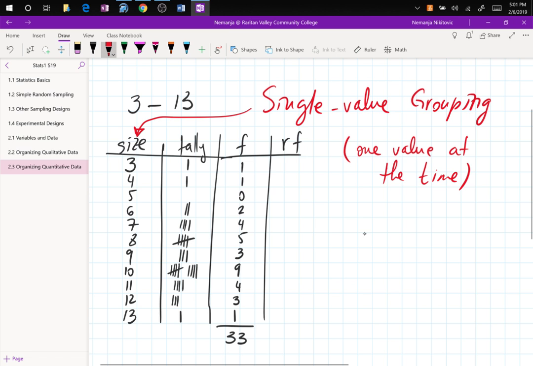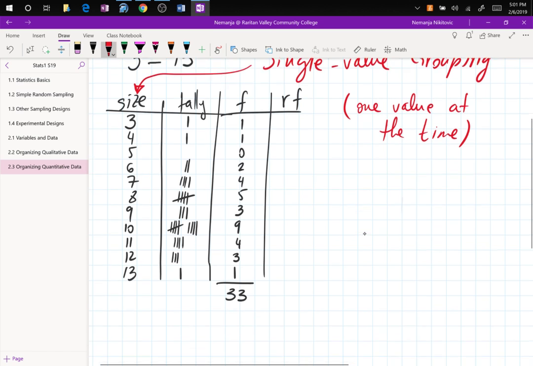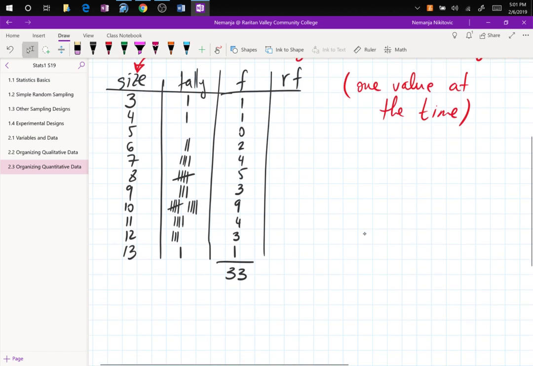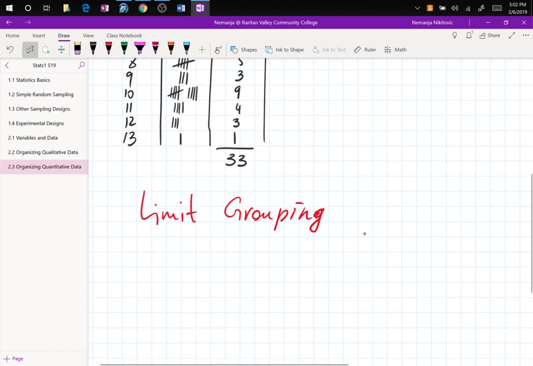So that's one. And then we have the next type to organize data. So this is just organizing data, right? So single value. Then we have limit grouping. And in the limit grouping, you want to consider intervals. So you can assign, those intervals don't have to be equal.